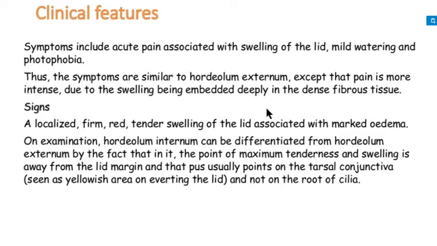The symptoms are similar to hordeolum externum except that the pain is more intense due to the swelling being embedded deeply in the dense fibrous tissue. The sign is usually a localized, red, tender swelling associated with marked edema. On examination, it can be differentiated from hordeolum externum in that the point of maximum tenderness and swelling is away from the lid margin, and the pus usually points on the tarsal conjunctiva and not on the root of the cilia. This is the basic difference between the hordeolum externum and internum.